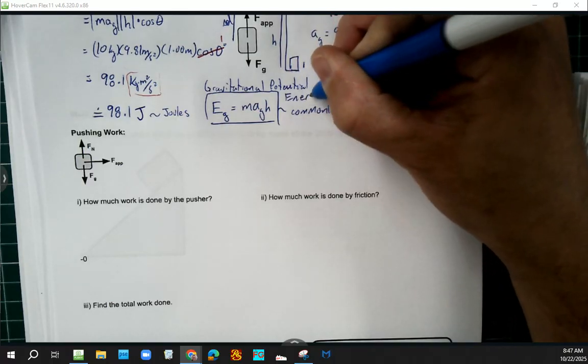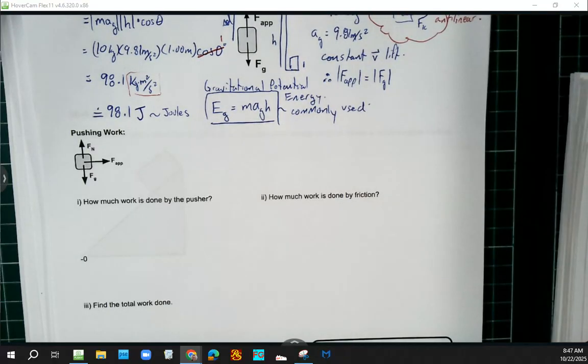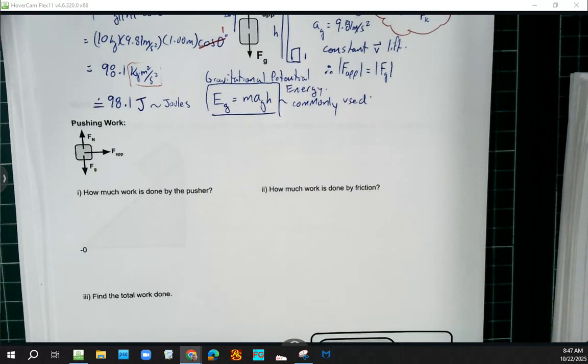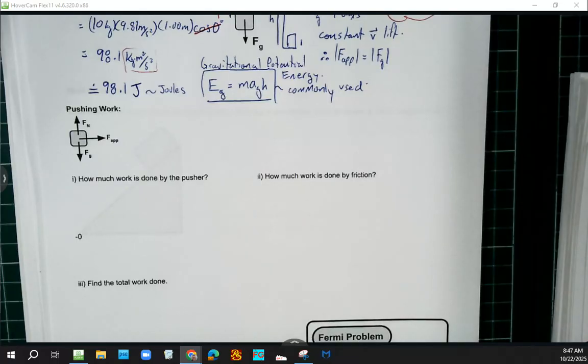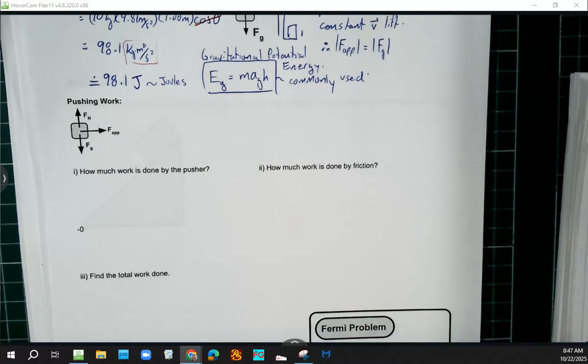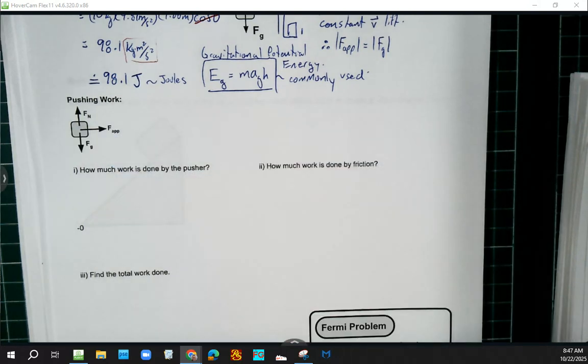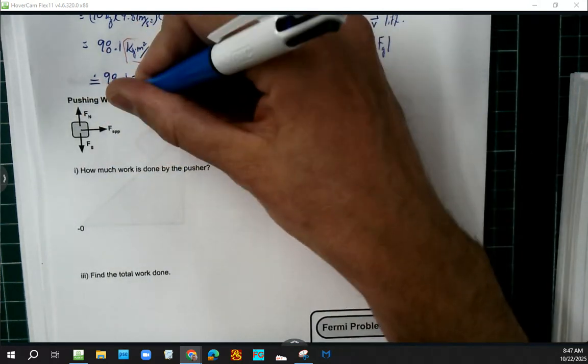Gravitational potential energy. Last day we talked about the general case where there's a big G involved, the universal gravitational constant. This is the special case where we're near Earth's surface, right? So the work done to lift it up to a certain height, we got pushing work. So that's lifting work. Let's think about pushing work. Again, let's give ourselves a mass.